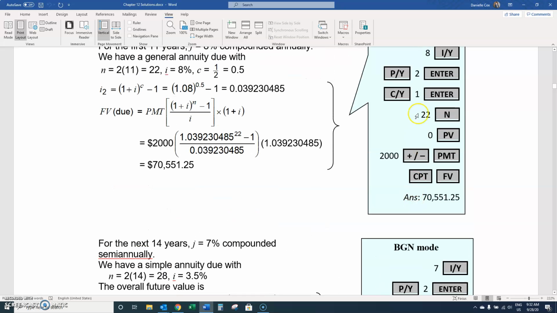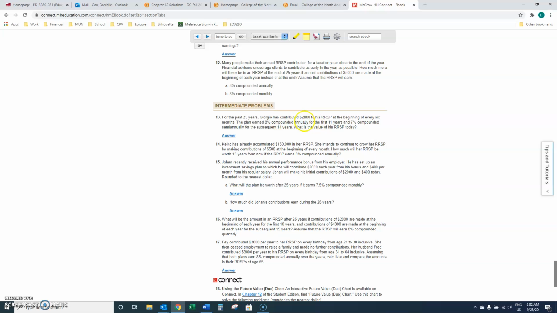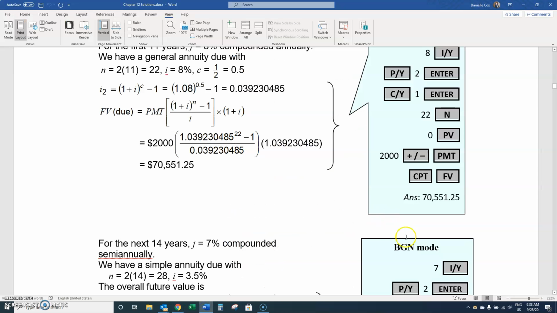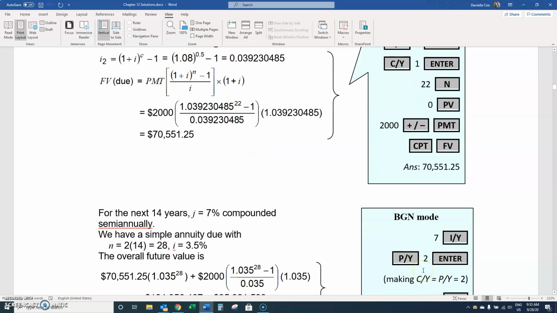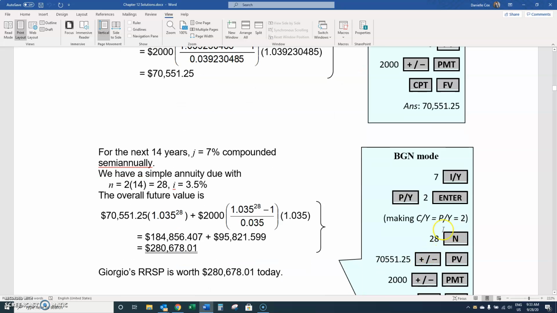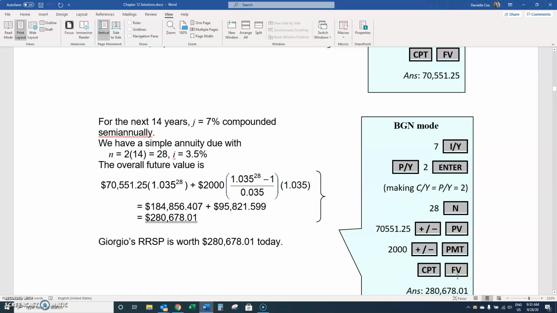The interest rate for the second half has changed to 7%, so we need to change that. But according to the question here, first it was annual compounding, now it's semi-annual compounding at 7%. Up here it was payments twice per year, compounding was once per year. Here they're both going to be twice per year because payments remain at twice per year. That hasn't changed, but now compounding is also twice per year. And it was for 14 years with payments twice a year, so there were 28 payments, so N is 28. And then we compute our future value again.